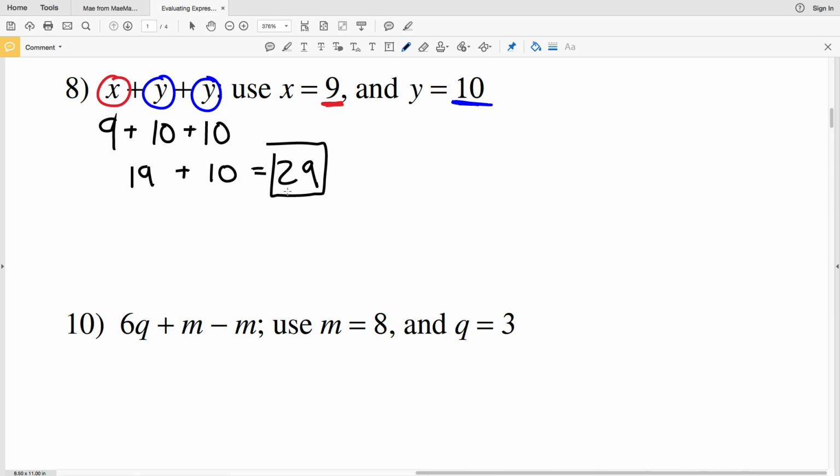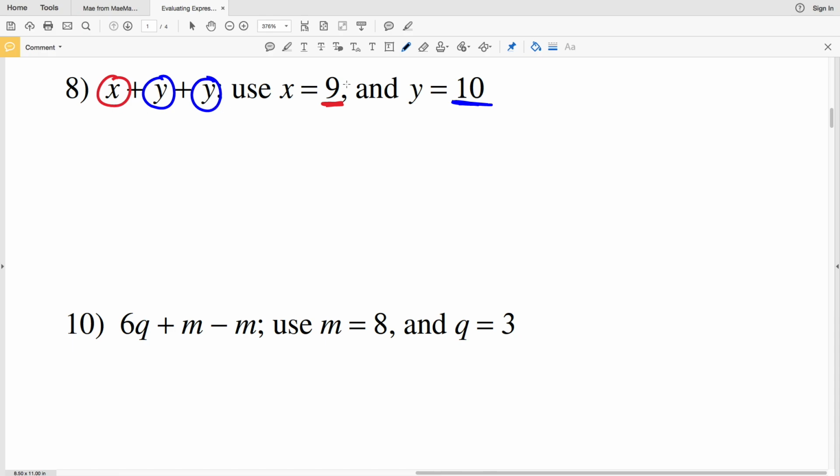Although I want to show you another way to do this. Before we go ahead and plug in the y, let's go ahead and simplify this expression. x plus y plus y is the same as saying 1x plus 2y, since y plus y is actually equal to 2y. So we have x plus 2y. Now, instead of plugging 10 in 2 different times, we plug it in only once.